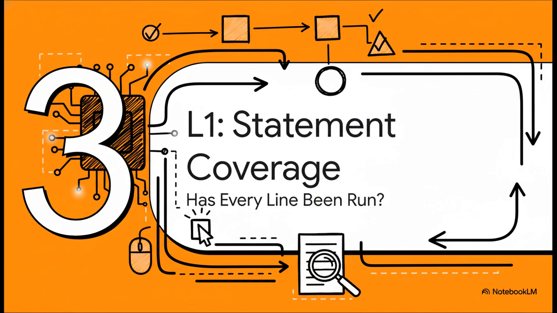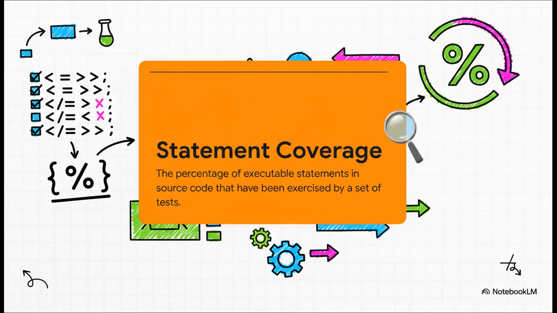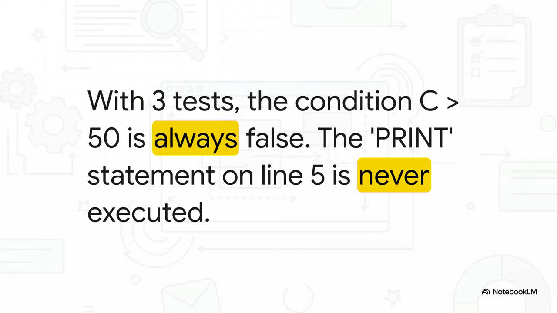Well, we start at level 1, the most basic level of coverage. And it's built around a really simple and intuitive question. Have we run every single line of code at least one time? This is called statement coverage, and the formula is exactly what you'd think. It's the number of lines we've run divided by the total number of lines times 100. And when we say lines, we mean the executable ones. We're not counting comments or anything like that, just the lines that actually do something. It's our starting point.